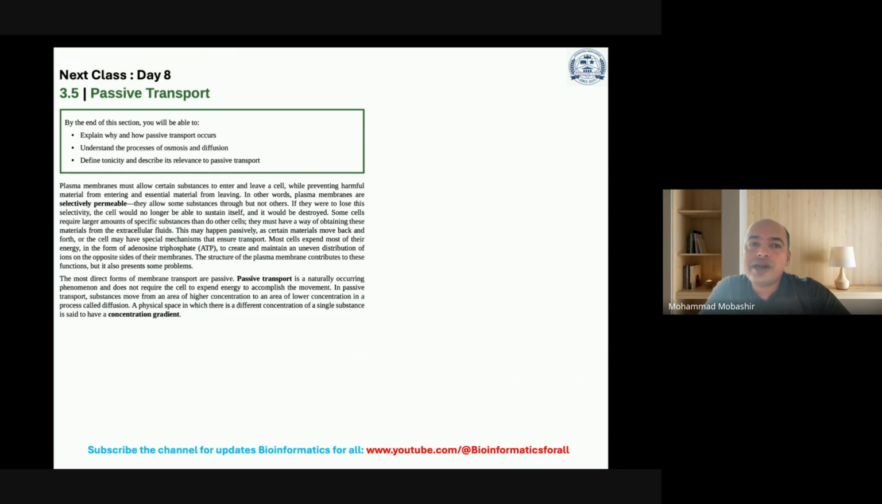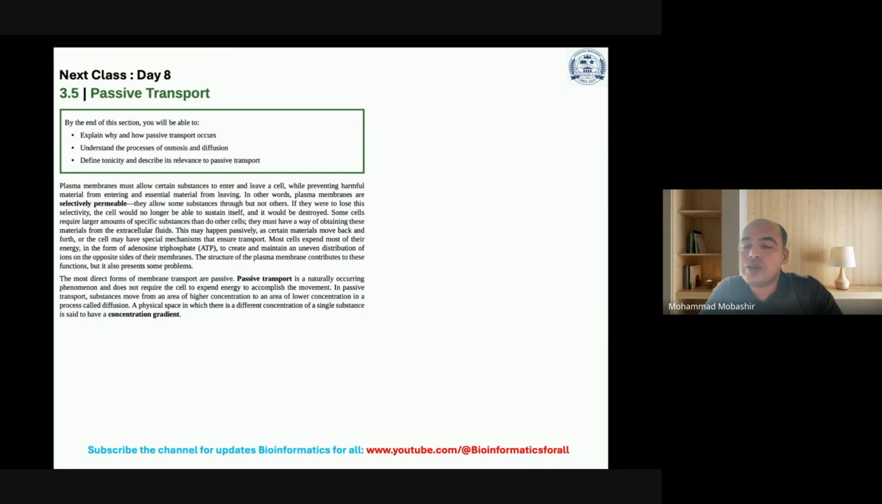So passive transport is one of the important biological features. As I mentioned, selective permeability in the last class means the plasma membrane allows some selective compounds to either pass in or pass out. So this is the clear definition of selective permeability. Now, what do you understand by passive and active transport?